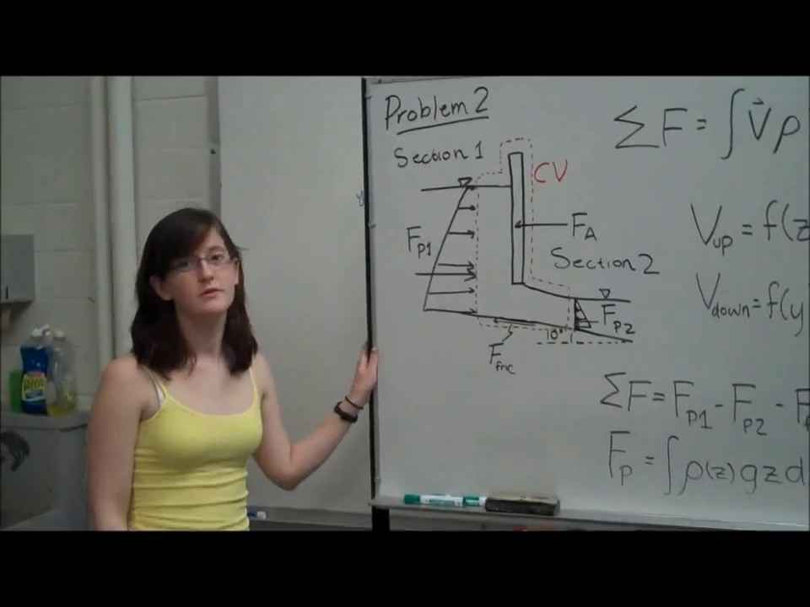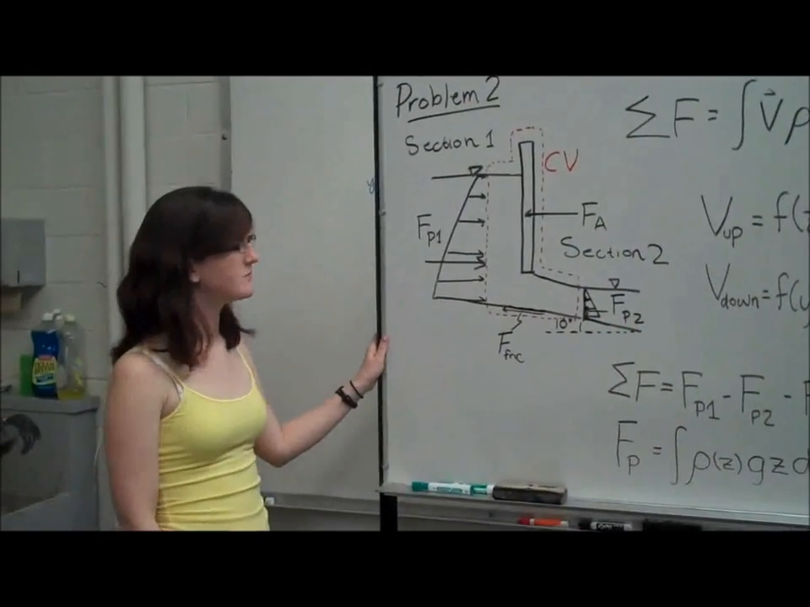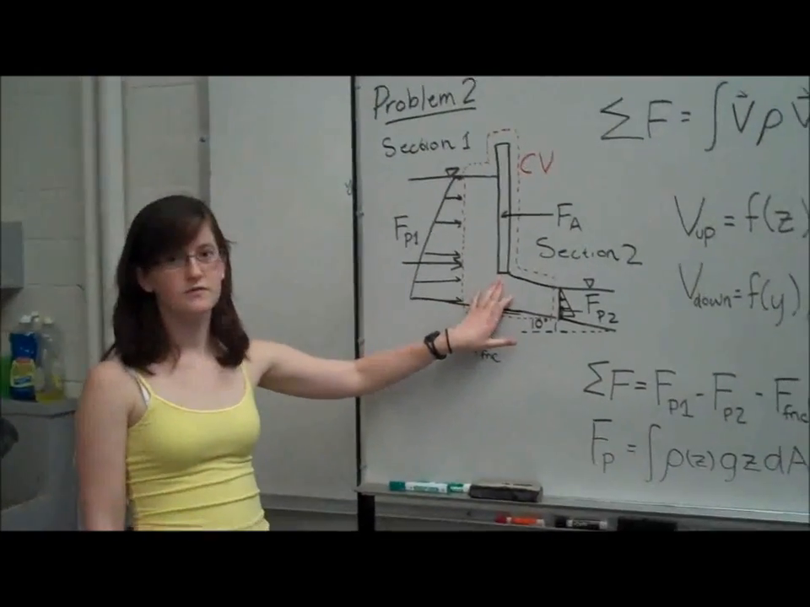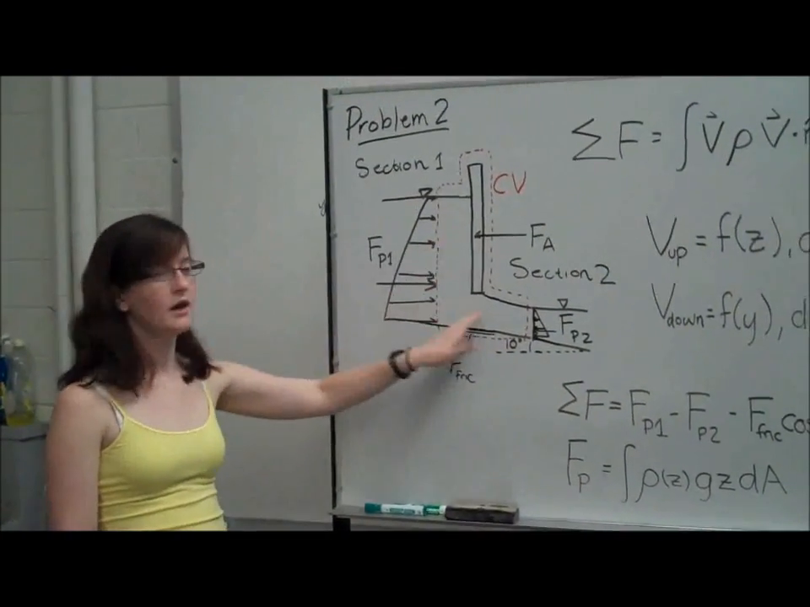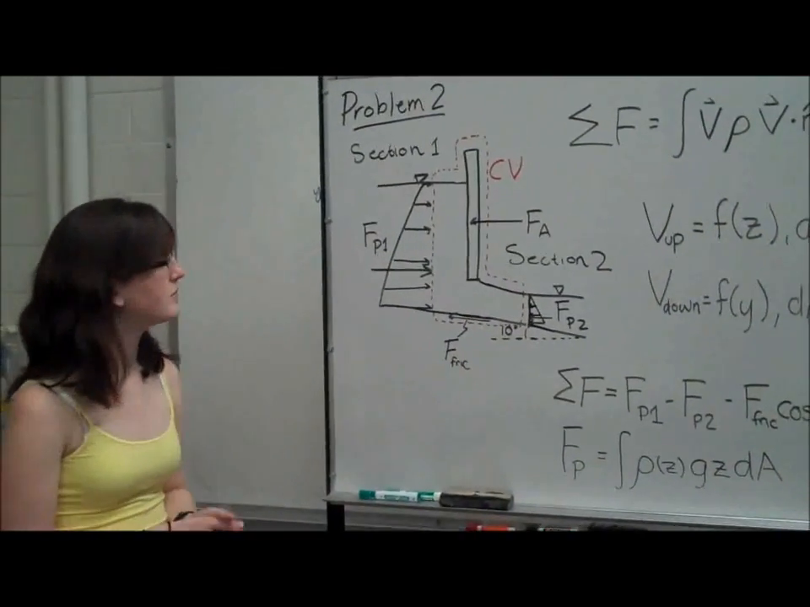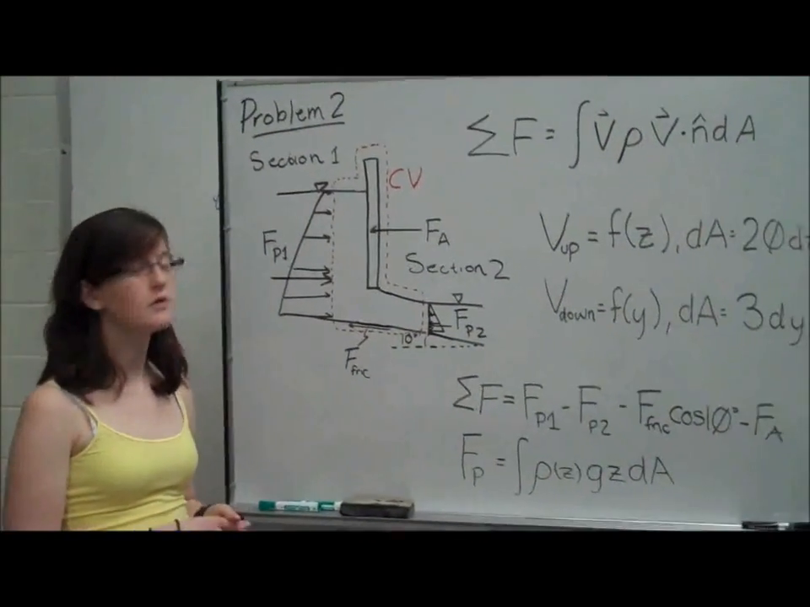In problem 2, you'll take a look at momentum flux. In this slightly more complicated problem, a weir controls flow between an upstream section and a downstream section. The first step to solving this problem is correctly delineating your control volume.